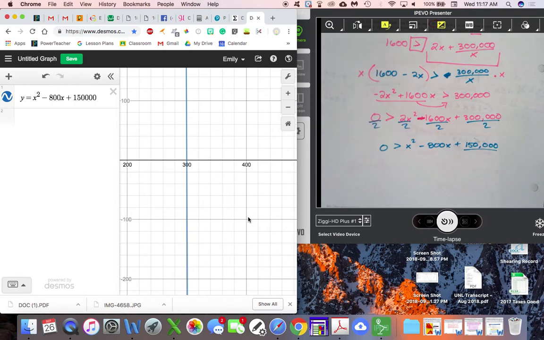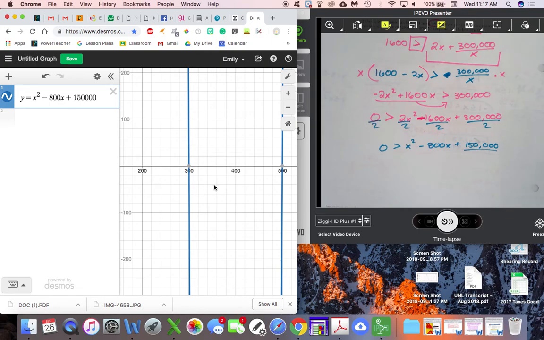Okay. 400. If the delivery truck can bring at most 450 printers per order. Confusion. Did I type that in right? Minus 800. 150,000.